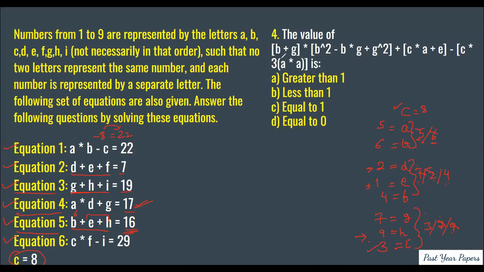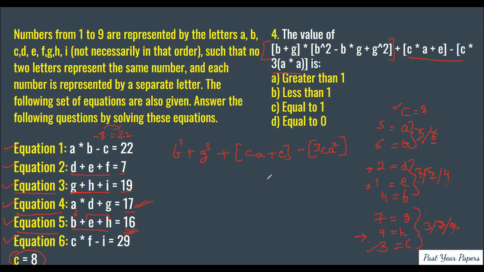Let's start with question number 4. This time we need to find the value of this huge expression. But in this expression, I can see that this identity is known to me. This is b cube plus g cube. And I'm left with this part, I don't think there is any identity for this. This is CA plus E minus 3C times A square.